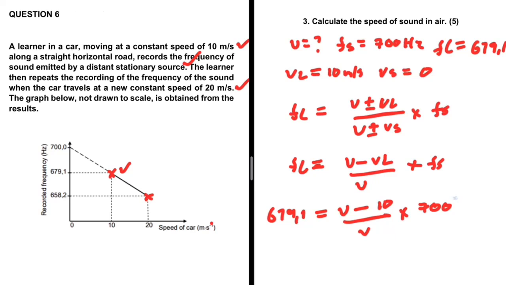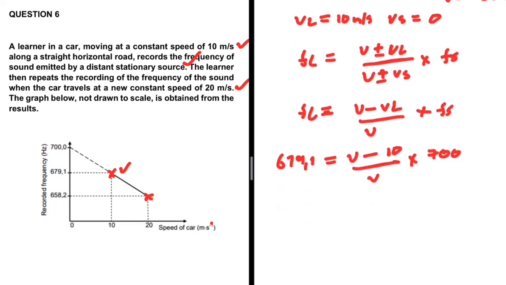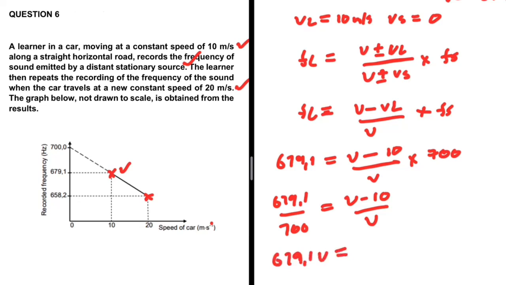Let's divide both sides by 700. If you divide on the right hand side by 700, 700 and 700 will cancel out. So we're gonna have 679.1 divided by 700 being equals to V minus 10 divided by V. Let's go ahead and cross multiply. So 679.1 V is equals to, we are multiplying 700 with that, right? So 700 V minus 7,000, right? So let's take this to the left hand side.